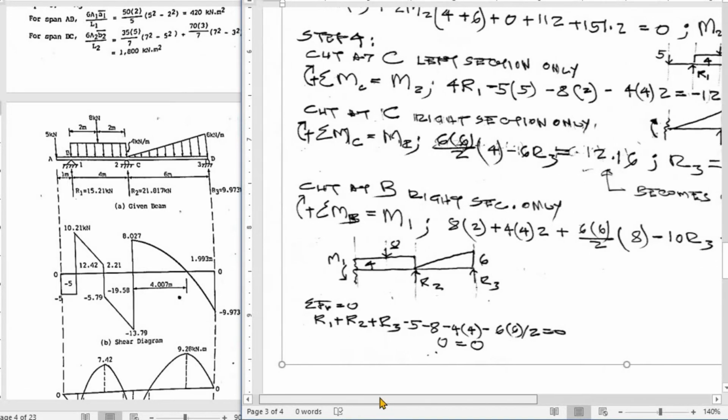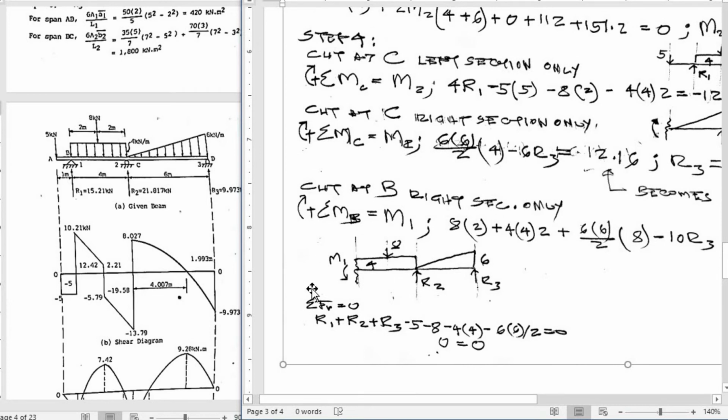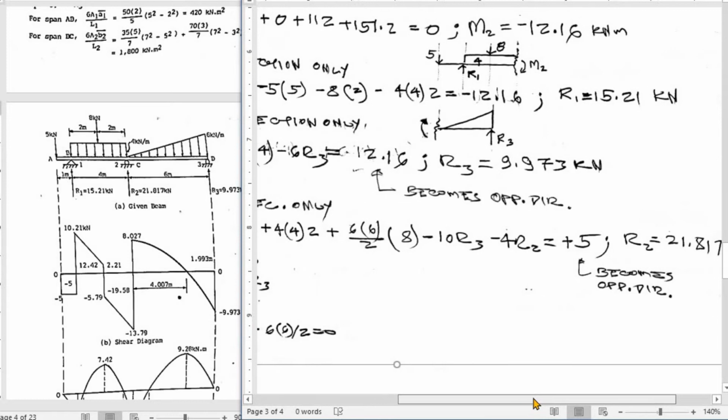Okay? So summation moment at B is equal to M1, taking right section only. Pwede kang mag-take ng left section, pero wala kang masosolve kasi yung R2 ang unknown mo dito. So obviously, we use the right section. Ano? So, yung 8, yung 4, tsaka yung triangular load are all clockwise moments. And what is left na negative, you have R2 tsaka R3.